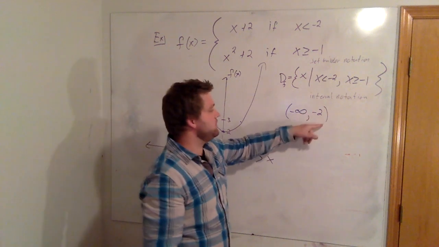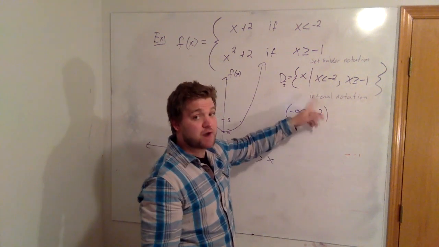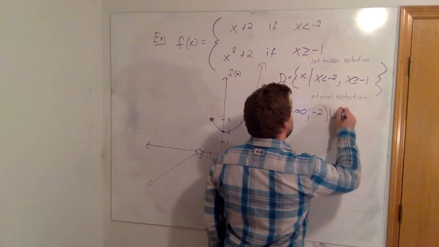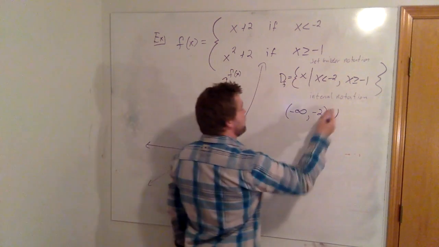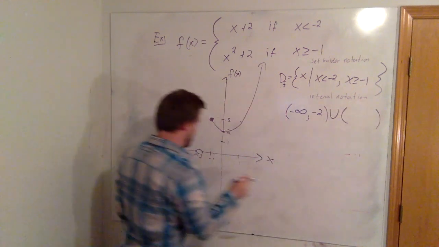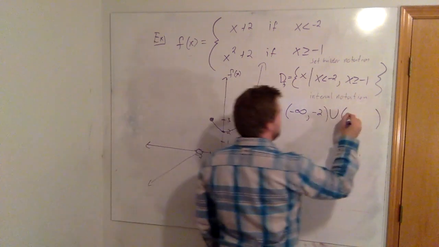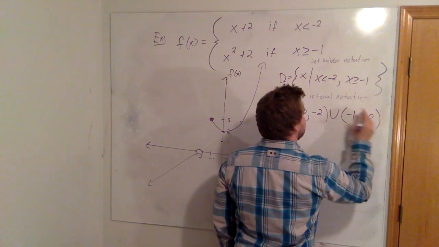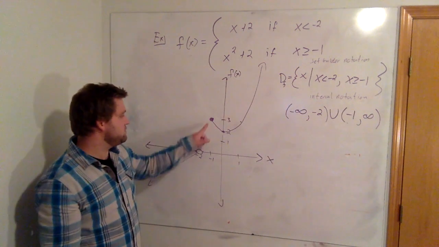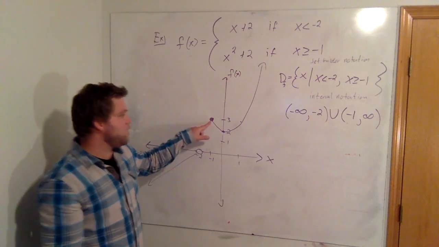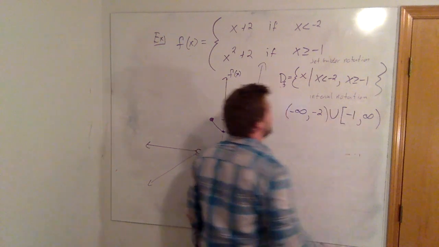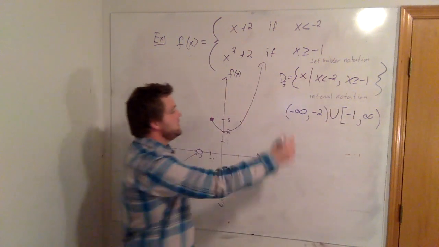I put a soft round bracket when I'm not including a number. And then what I do is I put a little u here. It's this interval, but I'm also including, this means and, I'm also including the values from negative 1 to infinity. But I need to be a little bit careful here. I shouldn't put a round bracket on negative 1 because negative 1 is in my domain. Plugging in negative 1 gives me an output of 3. So I'm going to put a square bracket here. So that's how you could write the same domain in interval notation.